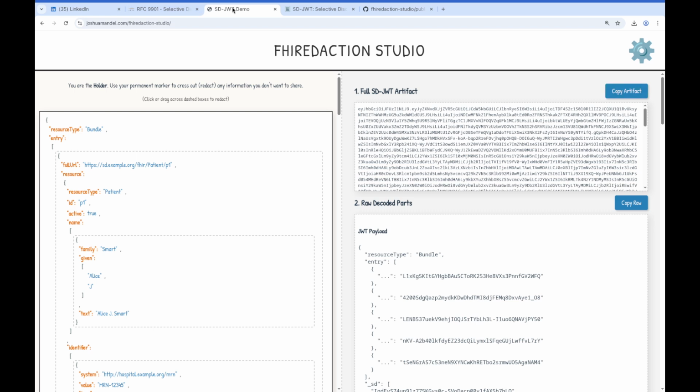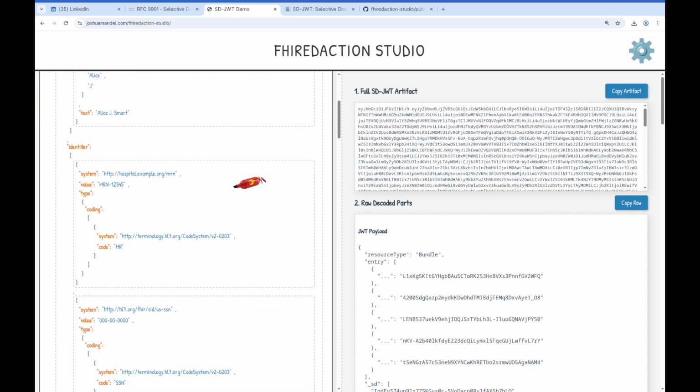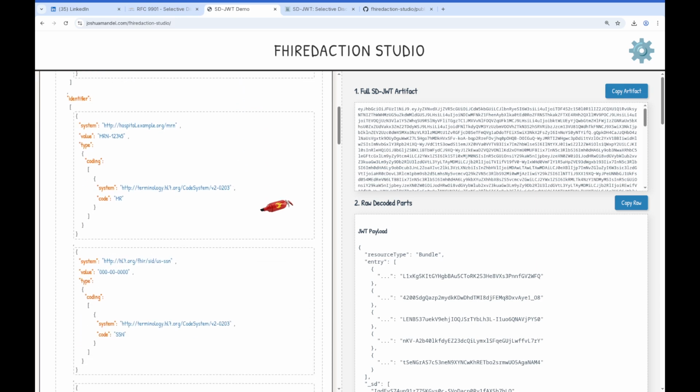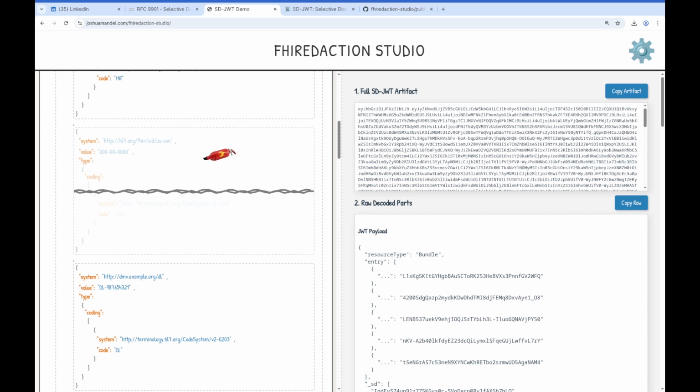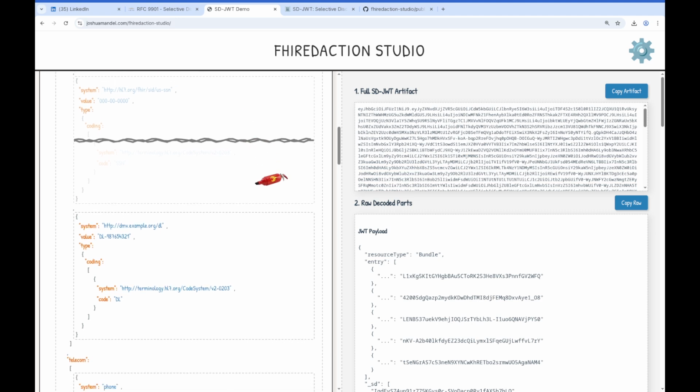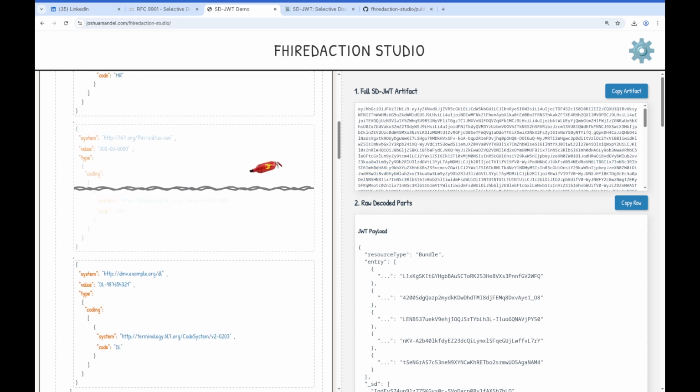But now is the fun part. I can come in here and say, maybe I don't want to share my social security number. I'm okay sharing my medical record number, but my social security number, I don't like that one. So I'm going to cross it off with this permanent marker here. And in case you can't appreciate the full glory of this cursor icon, it's a permanent marker that is also a fire extinguisher with the FHIR logo on it, just to mix a whole bunch of metaphors here. But this is the tool that I can use to cross off various attributes of the payload.